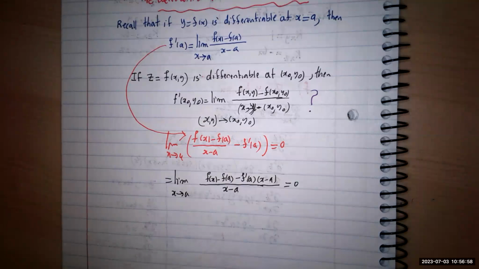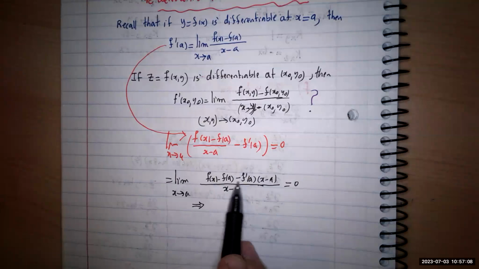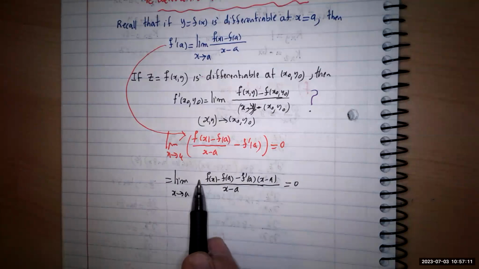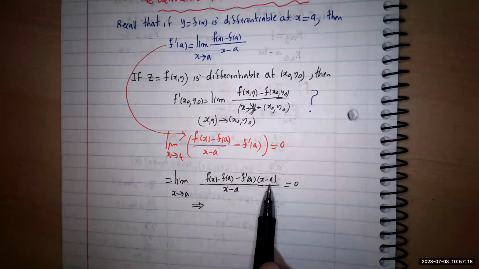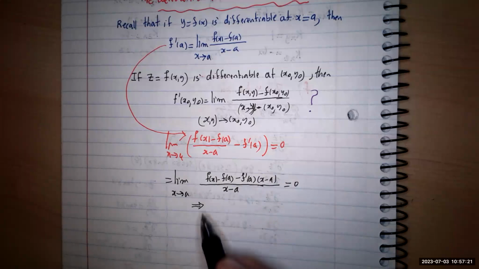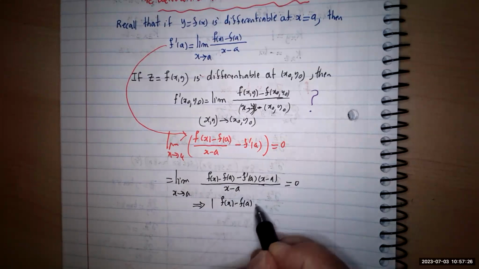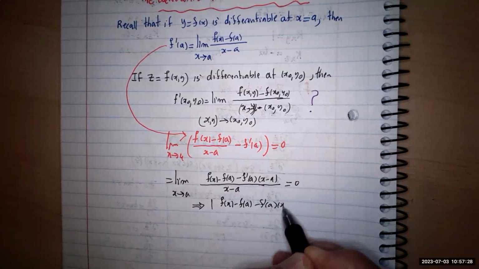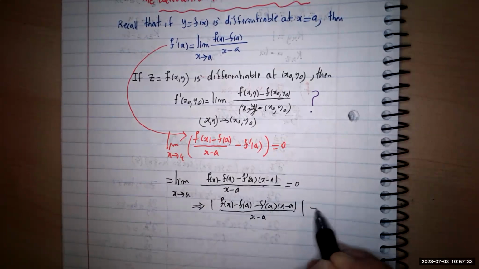So in the language of calculus 1, if the top is going to be 0, this means the top of this fraction, if you use the definition of a limit, is going to be approximately 0. We can say the absolute value of f of x minus f of a minus f prime of a times x minus a, over x minus a, would be approximately 0.